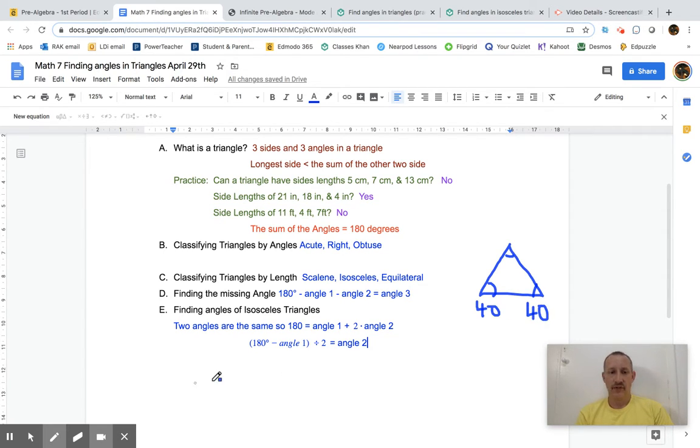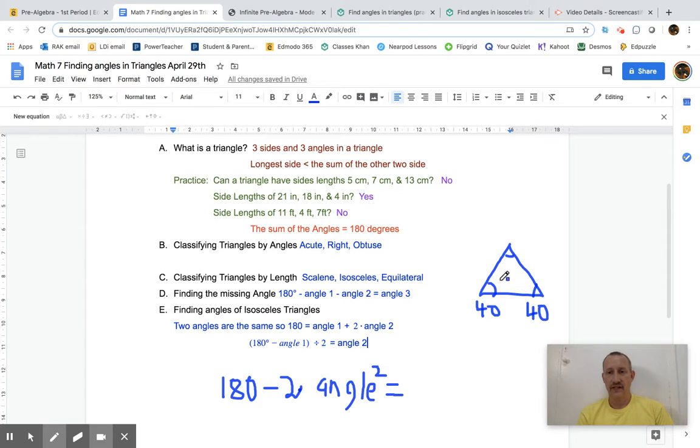So what we're doing is we're going to take 180 and we're going to subtract 2 times that angle, angle 2, if it's one of the isosceles angles. And that's going to give us angle 1.